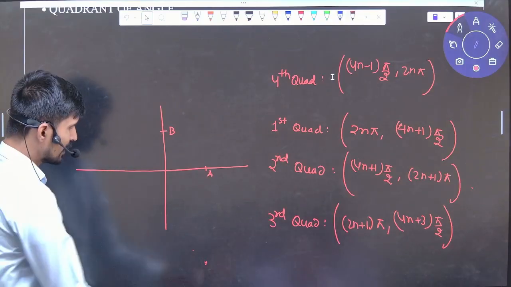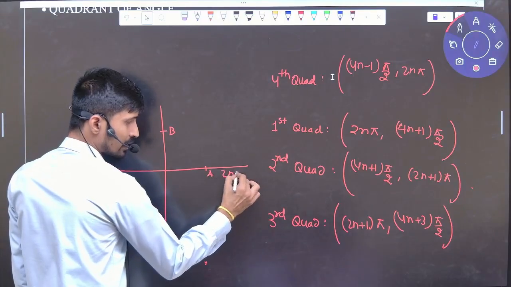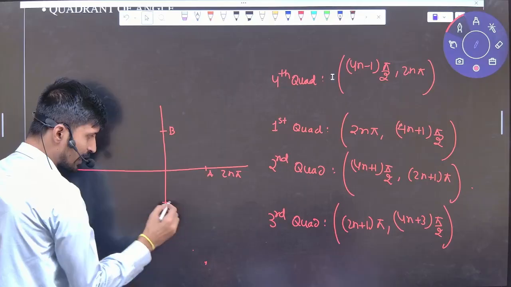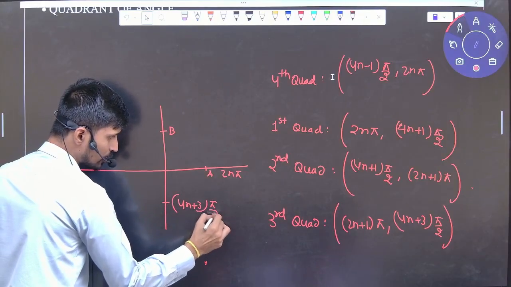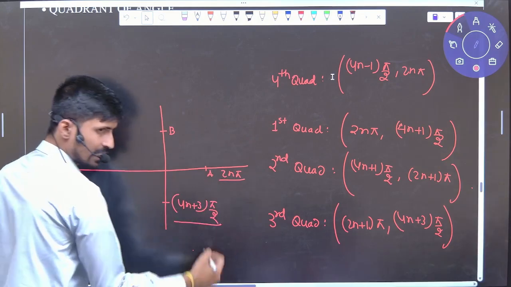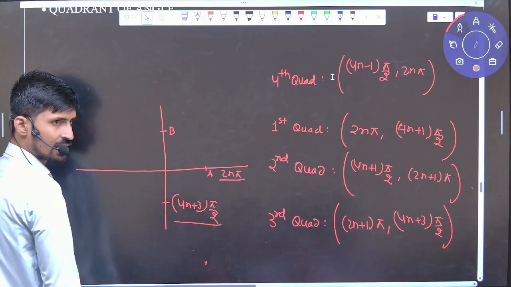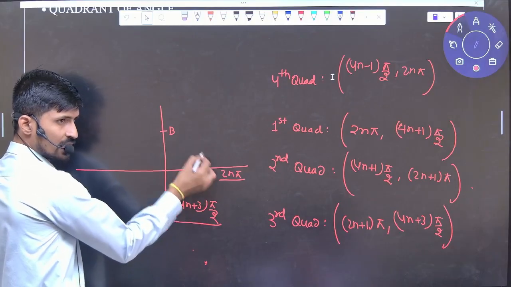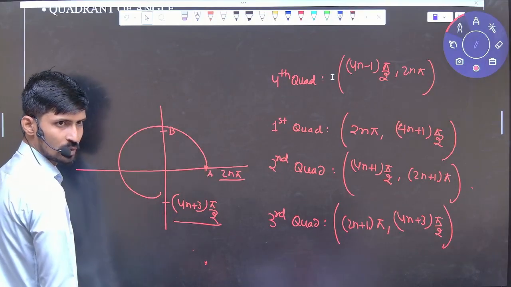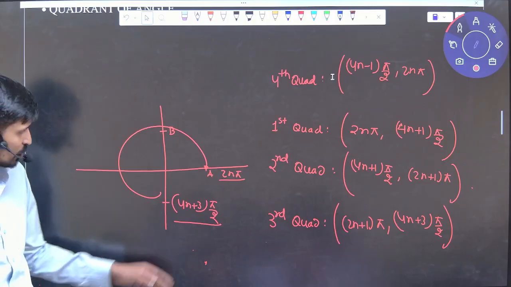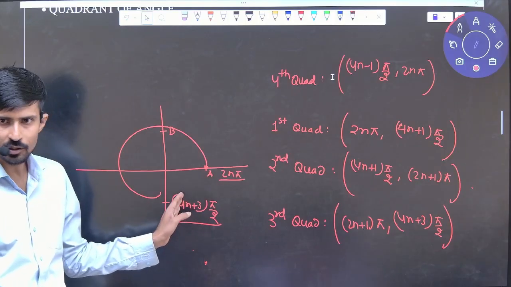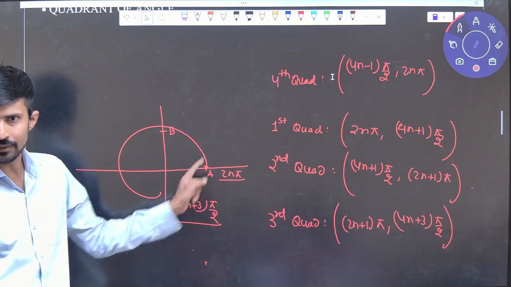Okay, now tell me, this is 2n pi. And again you are rotating, coming here. This you are writing (4n plus 3) pi by 2. Tell me, is this angle greater or is this angle greater? This is greater. Suppose you are at 0 degree. You are coming here. This is becoming 270. So tell me, is 0 greater or is 270 greater? So suppose I am asking you, tell me the fourth quadrant. Do you think you will say 270 to 0?